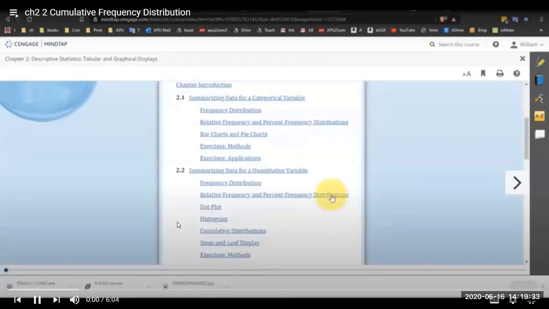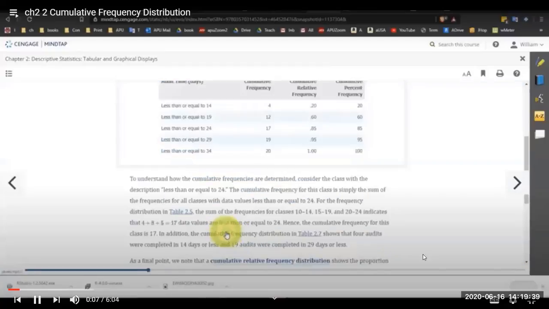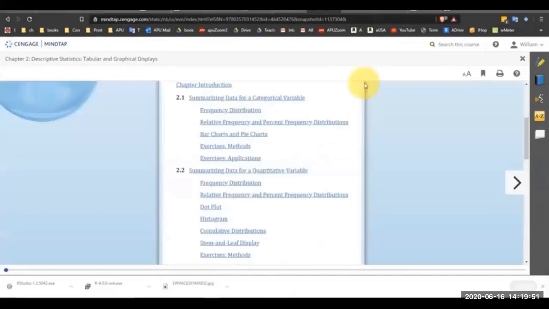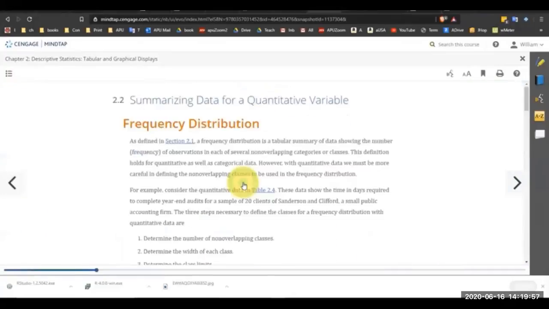Okay, so we just finished the histograms. Let's talk about cumulative distribution. They say that this is a variation of the frequency distribution that we saw earlier. Let's quickly review that. We had frequency distribution for a categorical, but also for a quantitative variable.